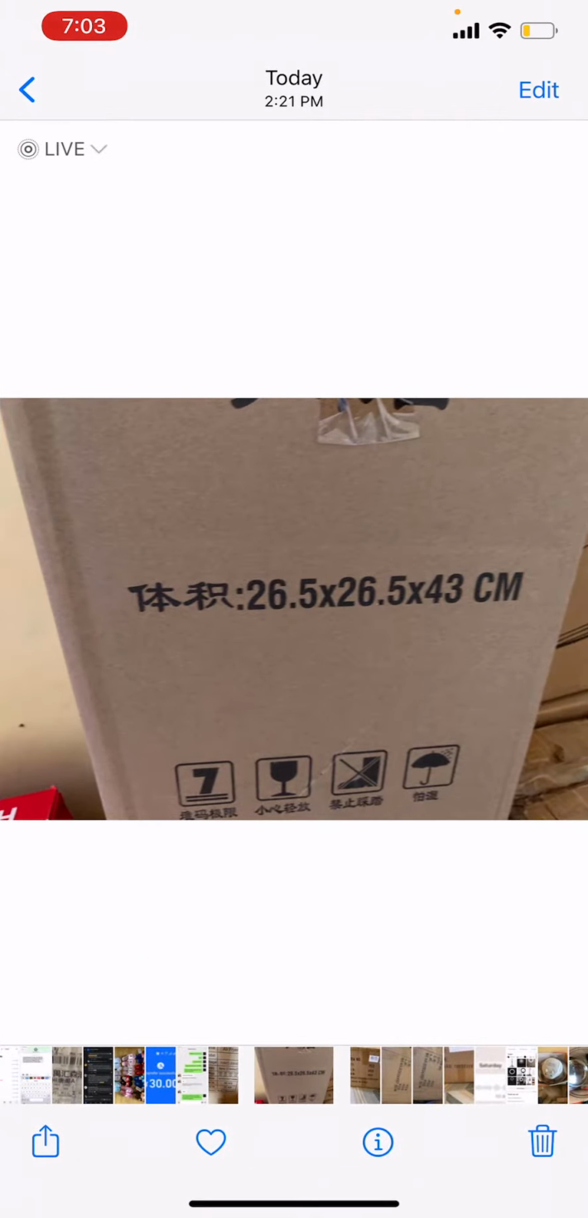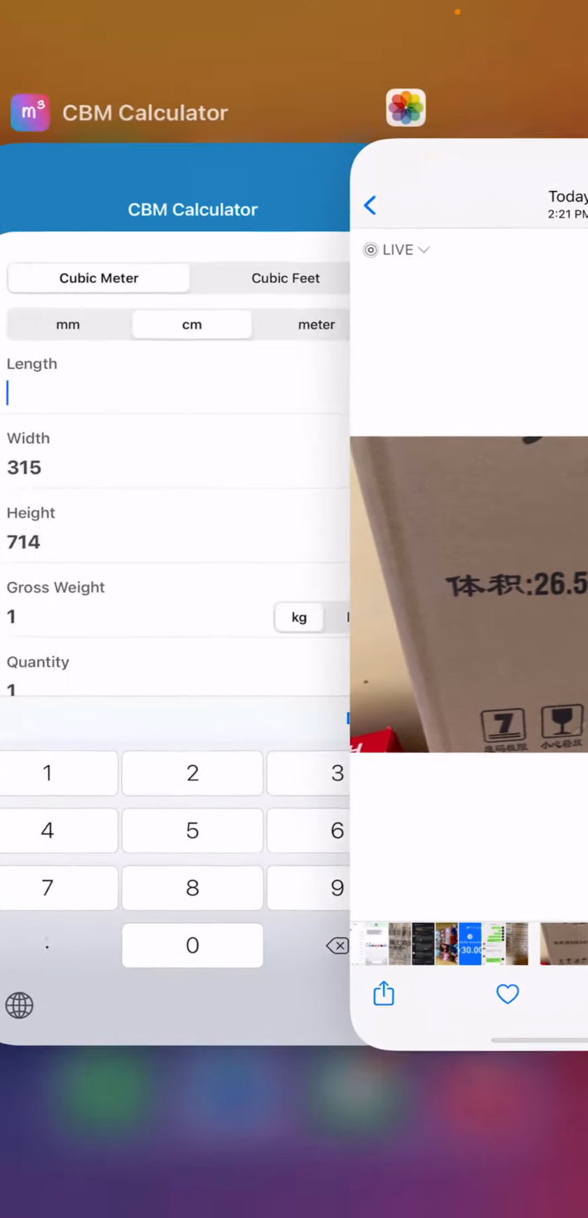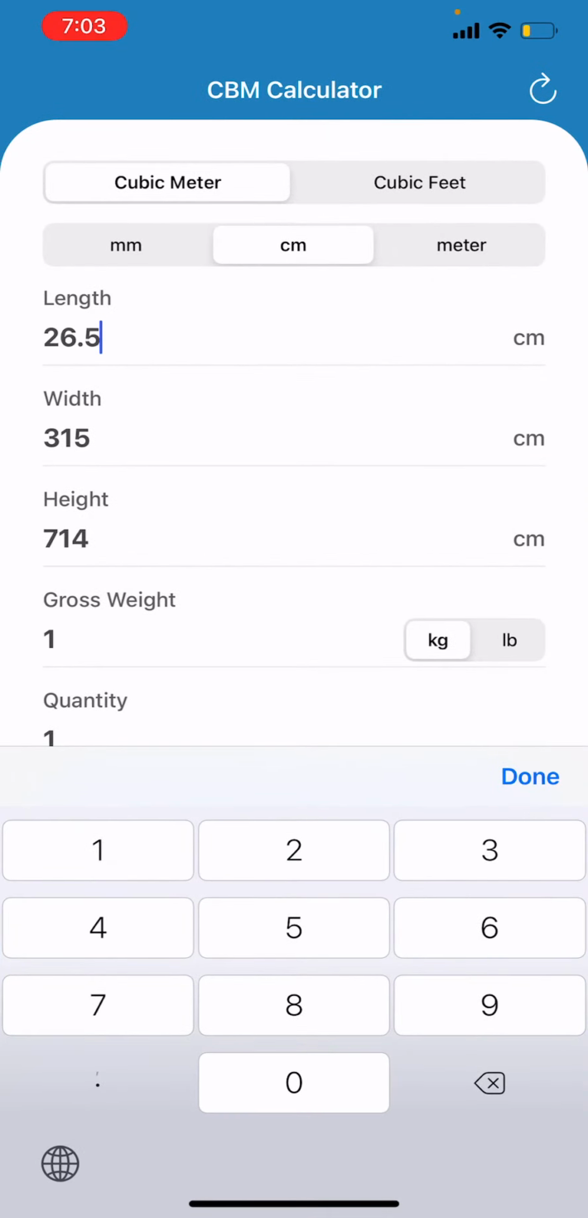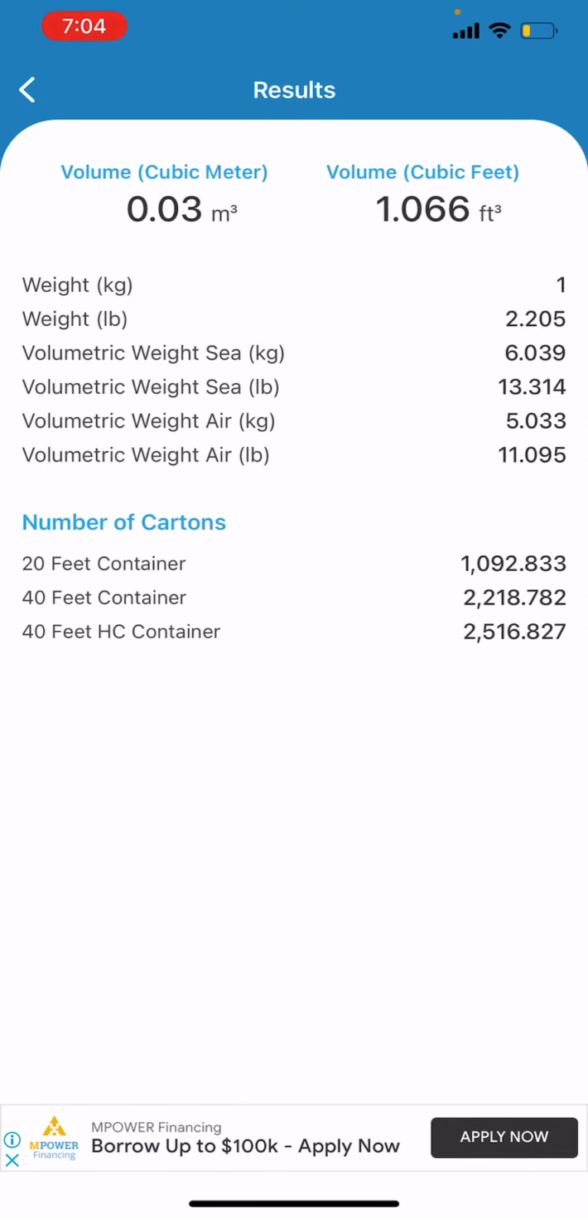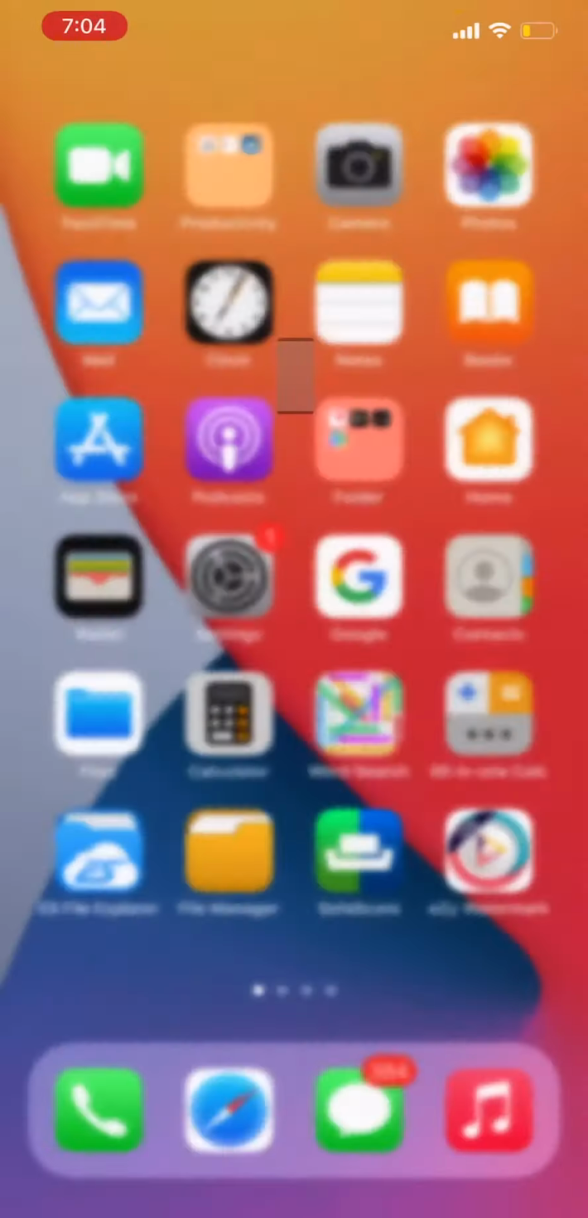So 26.5 by 26.5 by 43. This is multiplication, so it is associative. You can interchange them in any way. Nothing will happen. You can bring 43 to the top, 26 to the bottom. It doesn't matter. So then calculate 0.03 CBM.